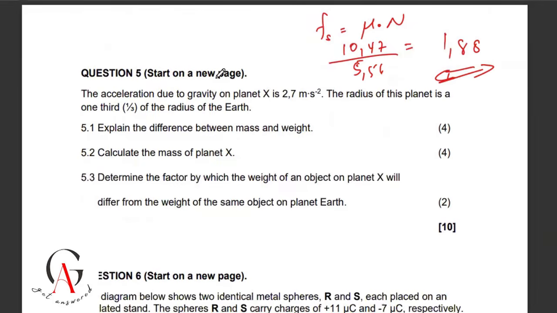All right, question 5. The acceleration due to gravity of a planet is this. The radius of the planet is 1/3 of the radius of the Earth. Explain the difference between mass and weight.